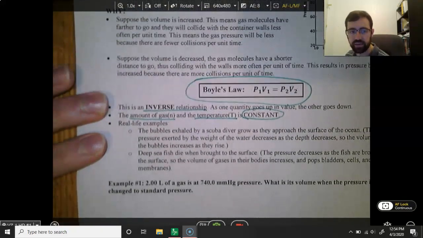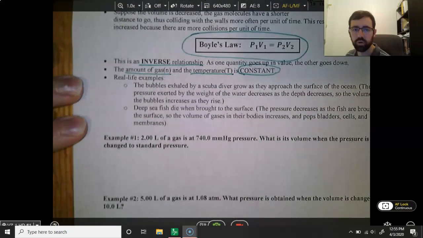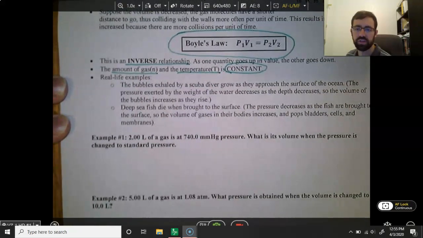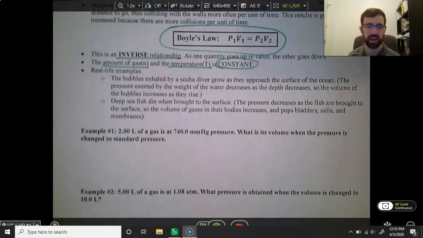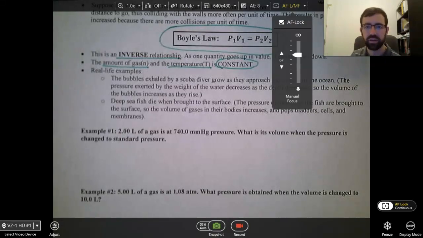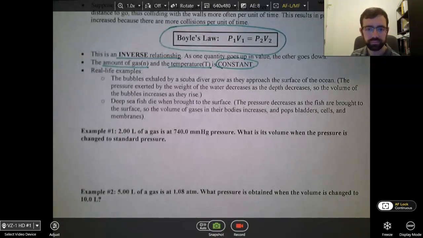Couple real life examples. The bubbles exhaled by a scuba diver, or even if it was just you swimming in a swimming pool, when you exhale air underwater, the bubbles, as they go up, they're going to grow. You've probably seen that. The reason is because as you get closer to the surface, the pressure is lower, and as the pressure goes down, the volume increases.